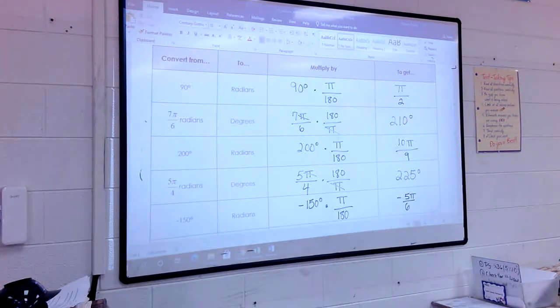And all you have to know is pi is equal to 180. So that's why when you're going from degrees to radians, you're dividing by 180. And why when you go from radians to degrees, you're multiplying by 180.